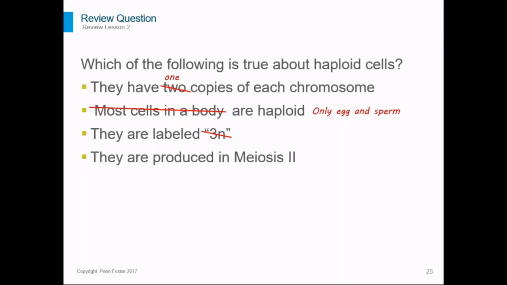And nobody said this one, they're labeled 3N. That's because it's not, it's 2N. I'm sorry, it's 1N. Haploid are 1N, diploid are 2N. There aren't any 3N. And so I apologize, we didn't actually go over this yet.